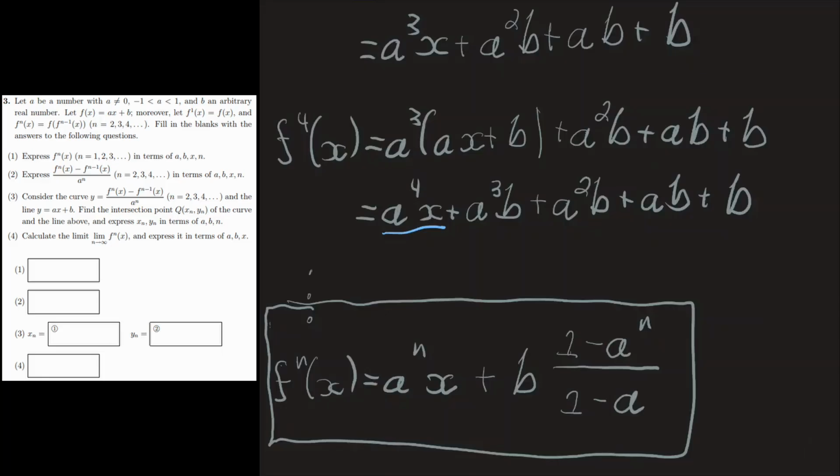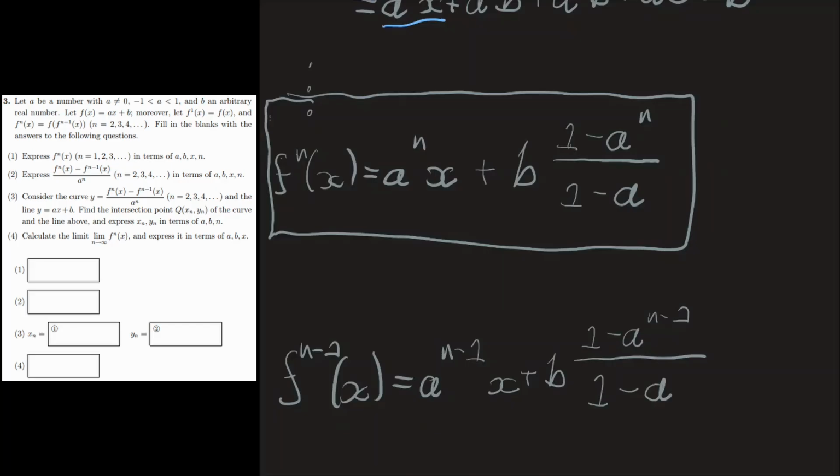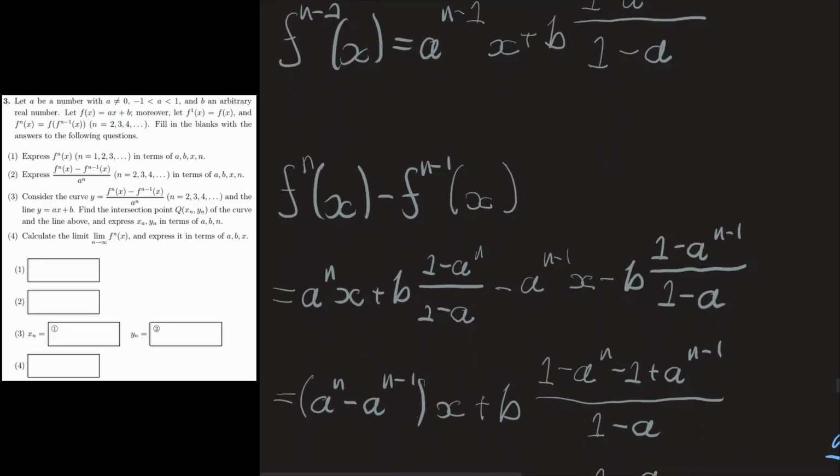So next is part 2, which says express fn of x minus fn minus 1 of x divided by a to the power of n, n is equal to 2, 3, 4, so on, in terms of a, b, x, and n. So first, let's just try to find what fn minus 1 of x is. So take fn of x, which of course we just found, and just subtract 1 from n, and we get this. And now let's try to find the numerator of the expression given in the question, which is fn of x minus fn minus 1 of x. So if we write it out, it looks like this.